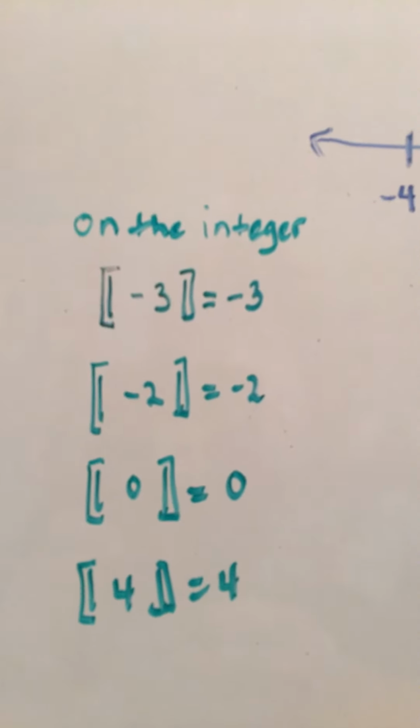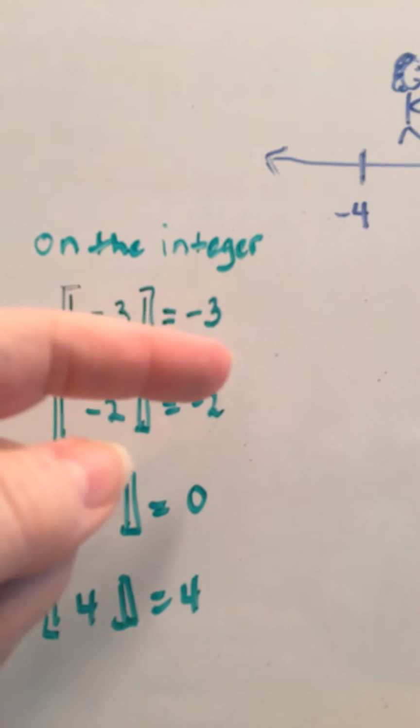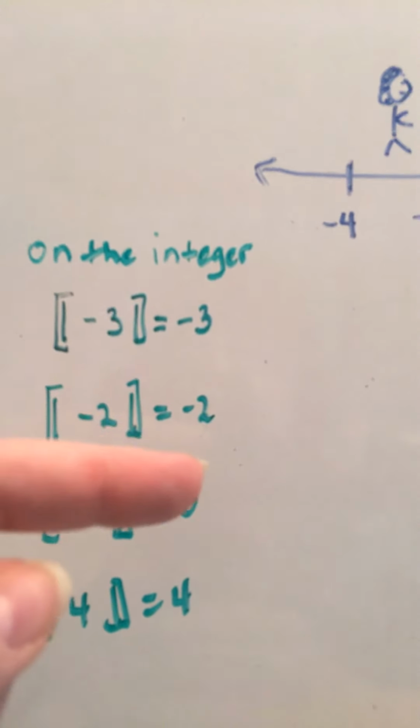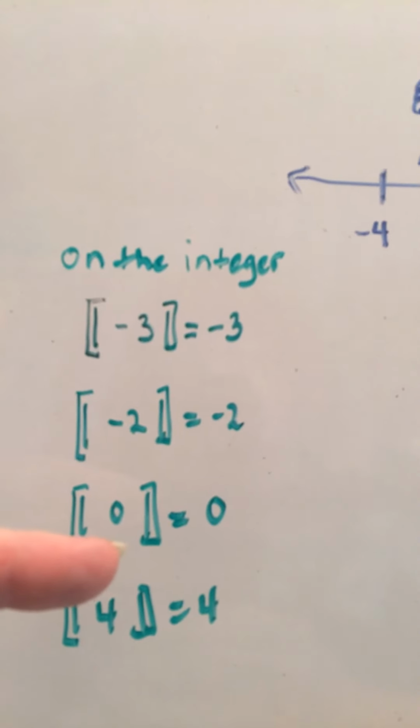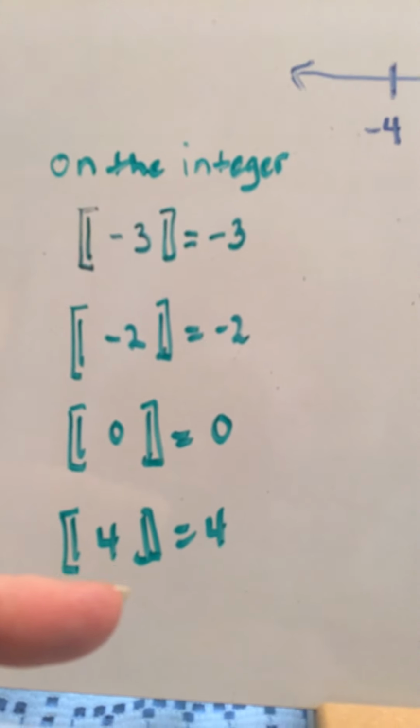So when I'm on an integer, that's my answer. The greatest integer of -3 is -3. The greatest integer of -2 is -2. The greatest integer of 0 is 0. The greatest integer of 4 is 4.